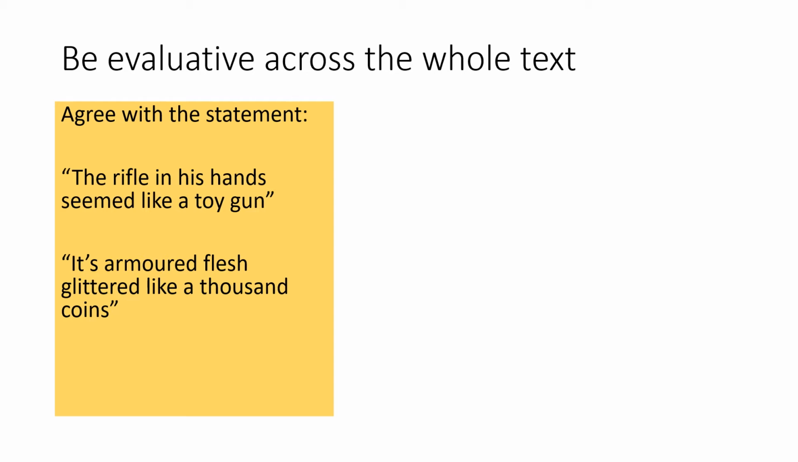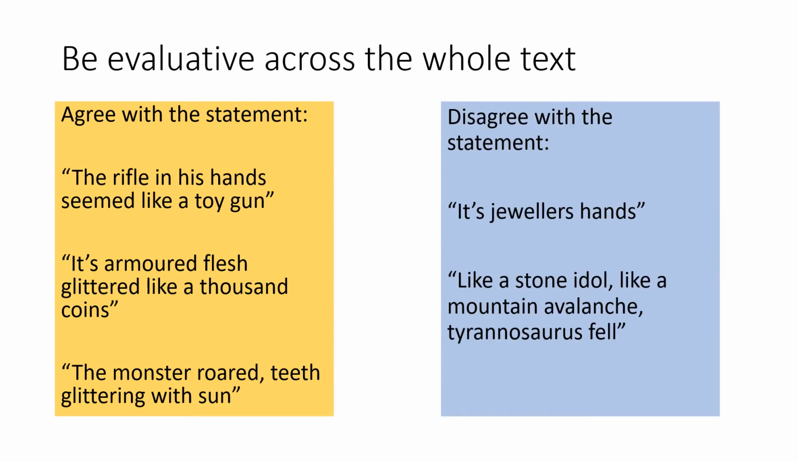The Tyrannosaurus is described: "its armored flesh glittered like 1,000 coins", and "the monster roared, teeth glittering with sun". All of this evidence might encourage you to agree with the idea that Eccles is right to panic and the Tyrannosaurus is terrifying. And then ideally you would have evidence on the other side of the argument. So "jeweler's hands" might suggest it's fragile and delicate in some way.